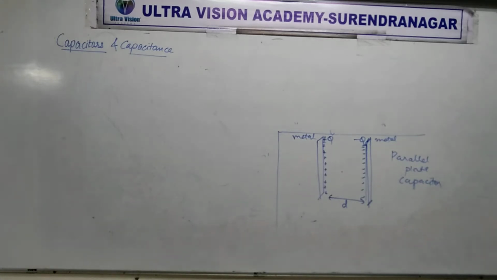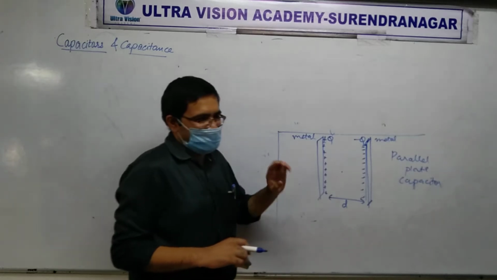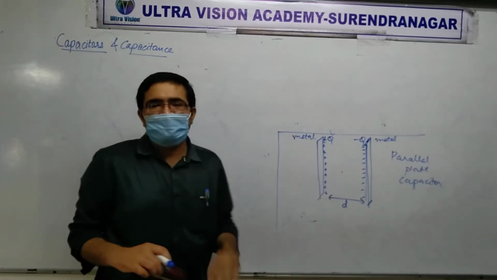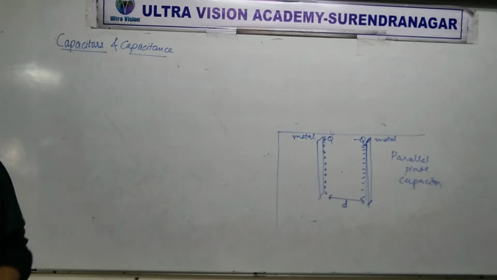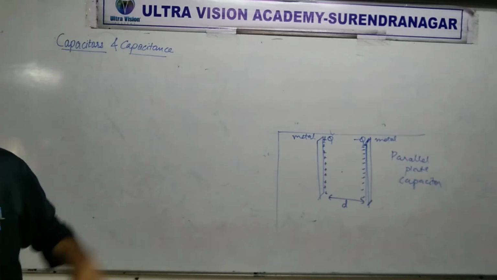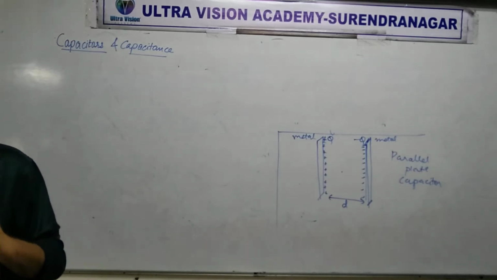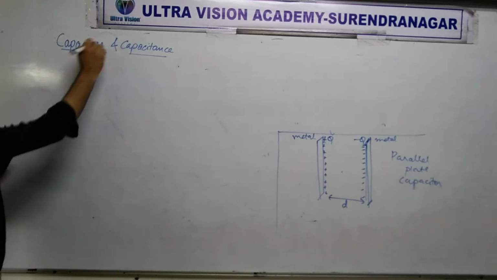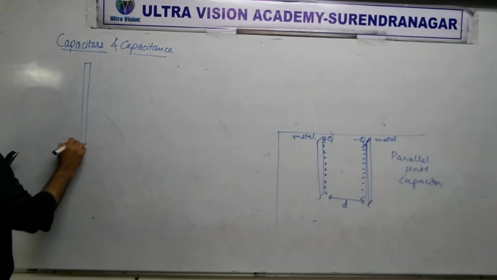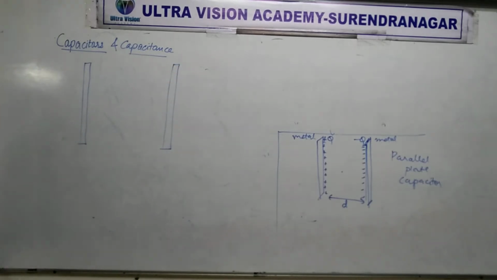Why would it happen like this always? Not just for this shape, but any shape. Whenever two surfaces of a capacitor are facing each other, they will be storing equal and opposite charges, equal in magnitude and opposite in polarity. Got it? Why? Let's see. Last time we were solving that question from the assignment, and that also helps.